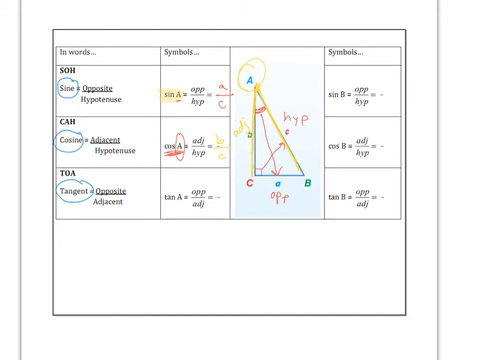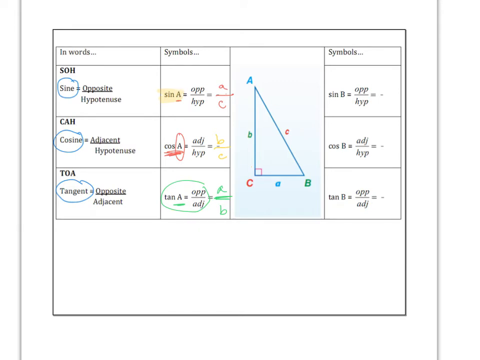Let's do the tangent of A. Tangent is opposite over adjacent. So opposite of A, remember that's across, so that's little a. Adjacent to A, remember that was b, right next to it. Okay, let's practice this again. So I'm going to erase all my marks, and let's do the other side here.